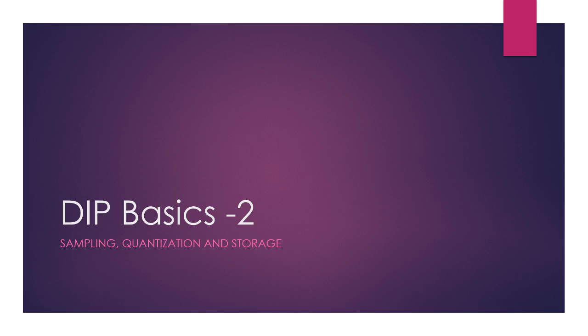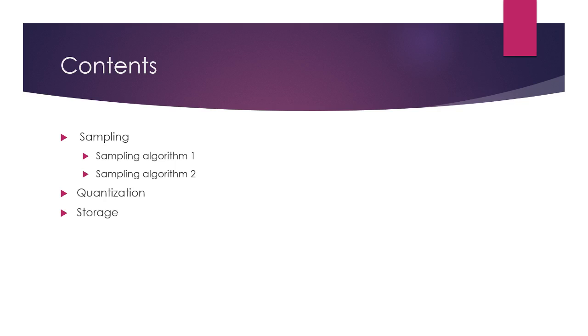Let's dive into new topics that I created for this week. We will be looking at sampling, quantization, and storage in digital image processing. So here are the contents. We will look at two different algorithms that I've come up with for sampling and how time efficient they are. And we will also look at quantization, the basic strategy of creating the algorithm, and then what are the uses or advantages of these two in storage.